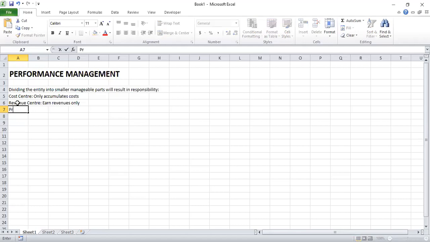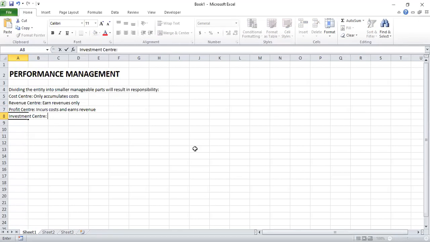Then we have what we call a profit center. A profit center incurs costs and earns revenue. Let's say you've got the Pretoria branch of Pick and Pay. On its own, it has costs and it has revenues, so it earns a profit. When we assess its performance, we'll assess it based on the controllable cost and the profit. Then we've got an investment center.